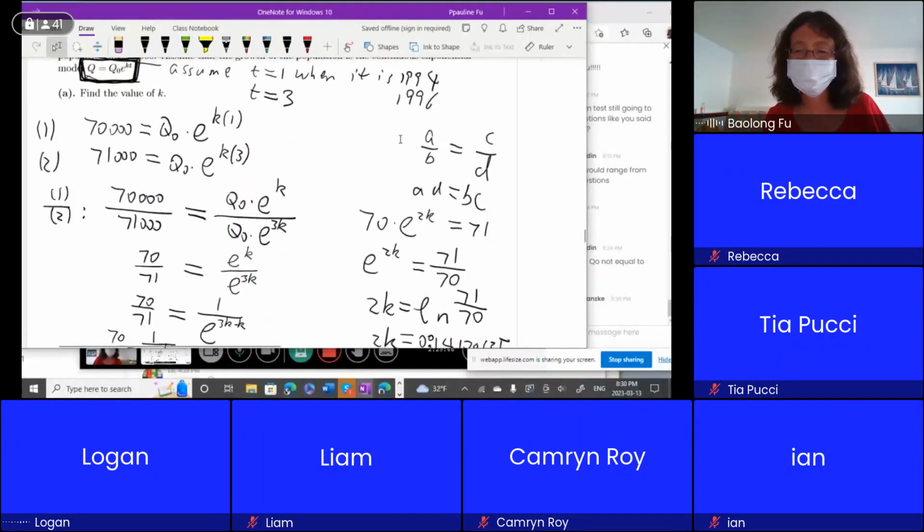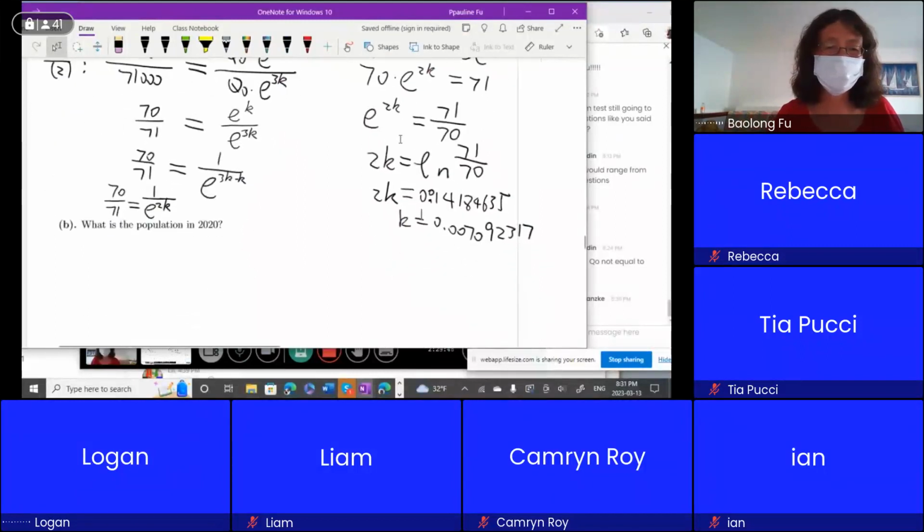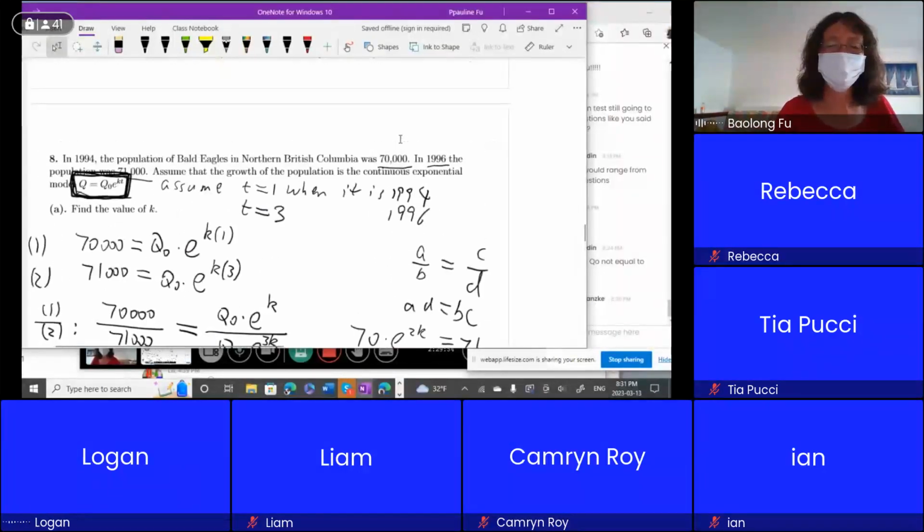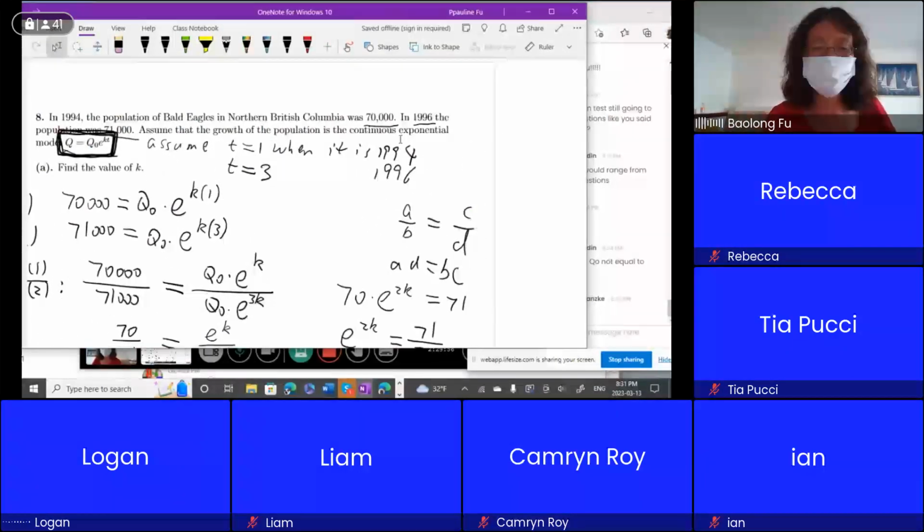Question B. What is the population in 2020? So if t equal to 1 when it is 1994, and 1996 t equal to 3, keep on going. What is t when it is 2020?